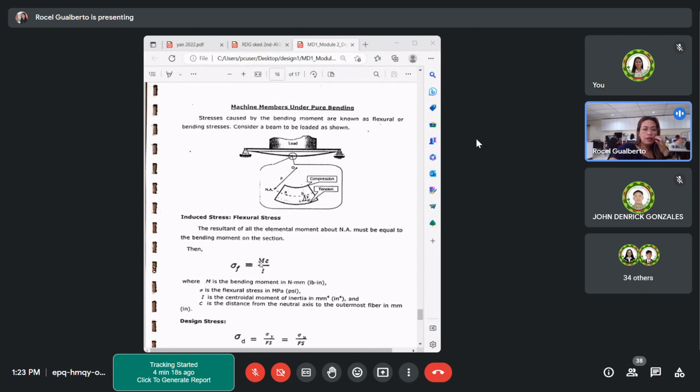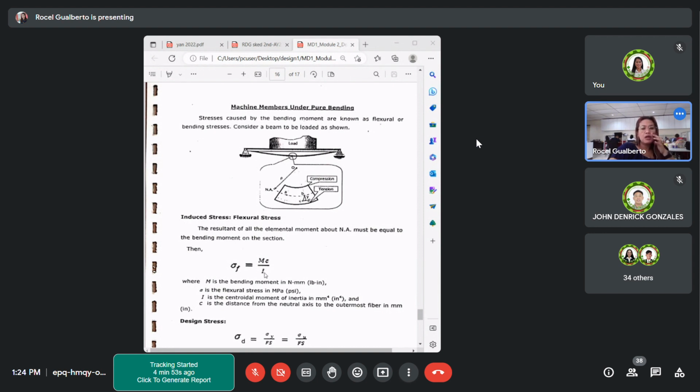Ano po yung M? M pertains to your maximum moment. Yung C po is a perpendicular distance. So, these are the components of your flexural stress. So, later po, I will be discussing or reviewing each one of this, which has been tackled in your deformable or statics of rigid bodies. So, babalikan lang po natin itong mga component po na ito.